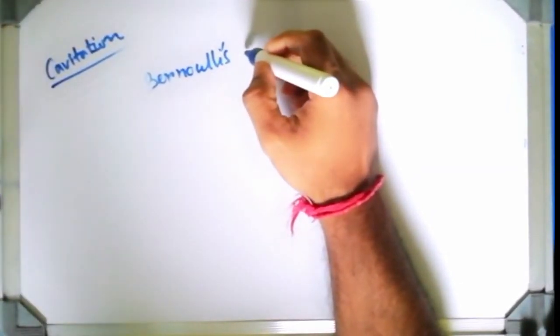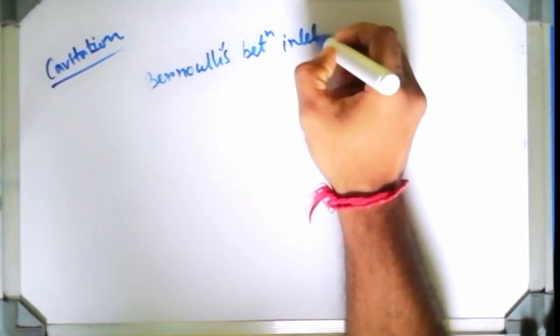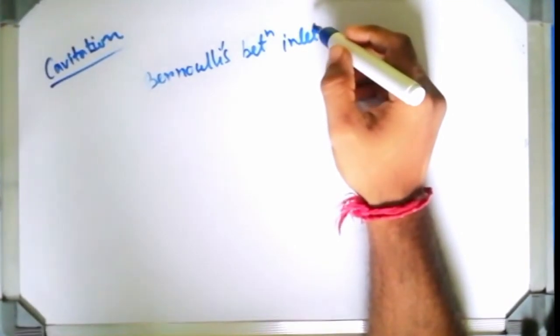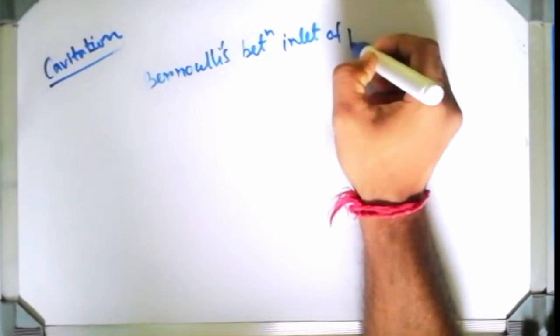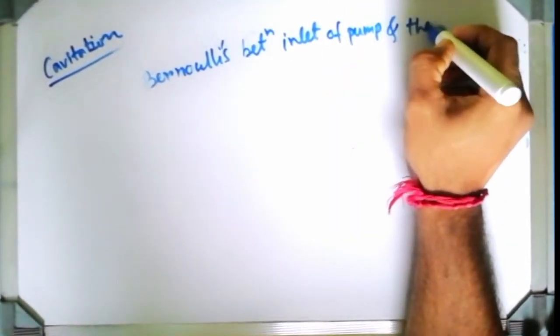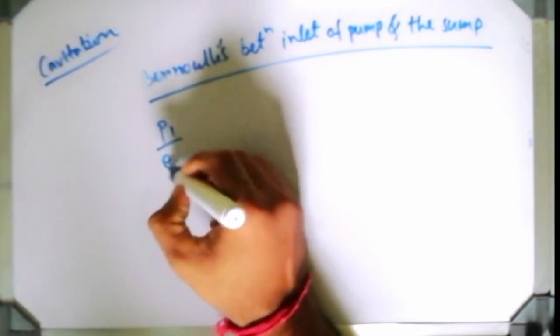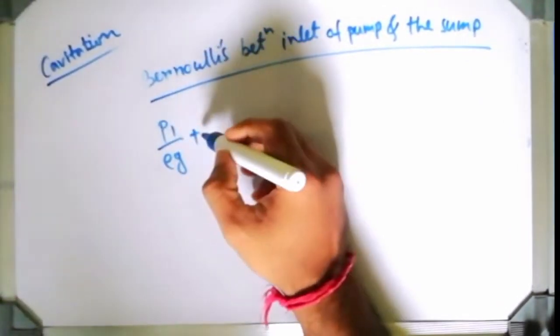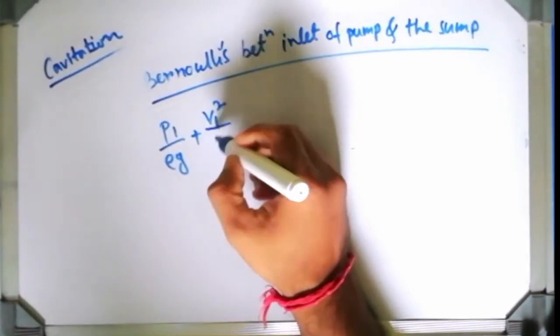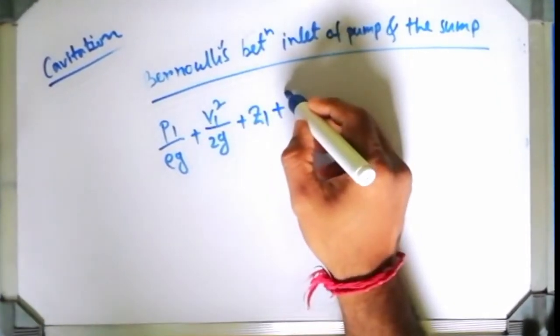Using Bernoulli's equation between the inlet of the pump, that means the pump inlet I have shown in that drawing by the point C, and the sump, meaning the bottom reservoir. Then I can write P1 by rho g, that is the pump inlet part, I am writing leftward, V1 square by twice g plus Z1. Just see that picture, then you can get all these things.